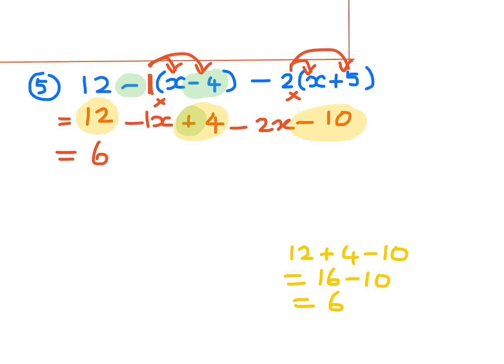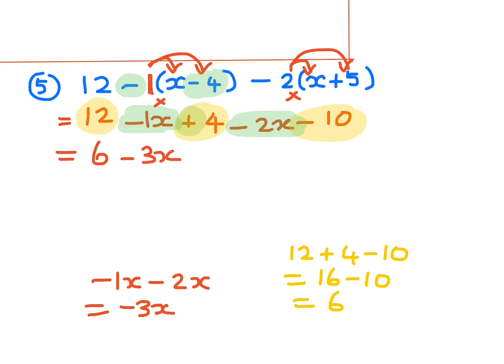Now I am going to add up the x's. So you've got minus 1x minus 2x. So it's minus 1 minus 2. Down 1, down 2, down 3. So it's minus 3x. And they're unlike, so you just leave them like that.